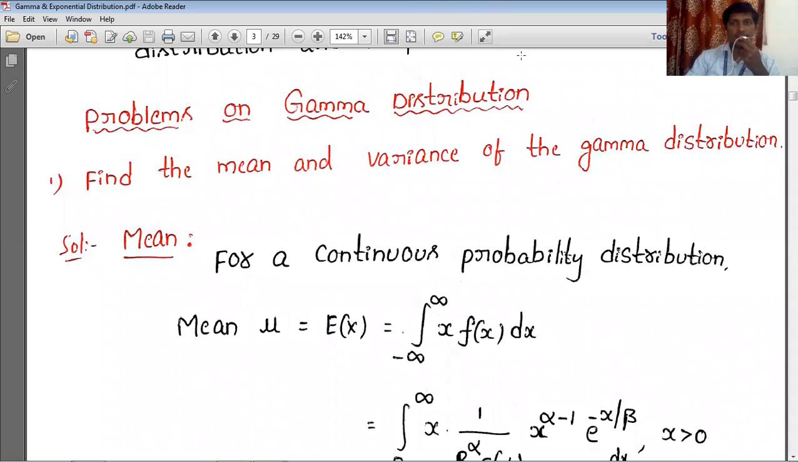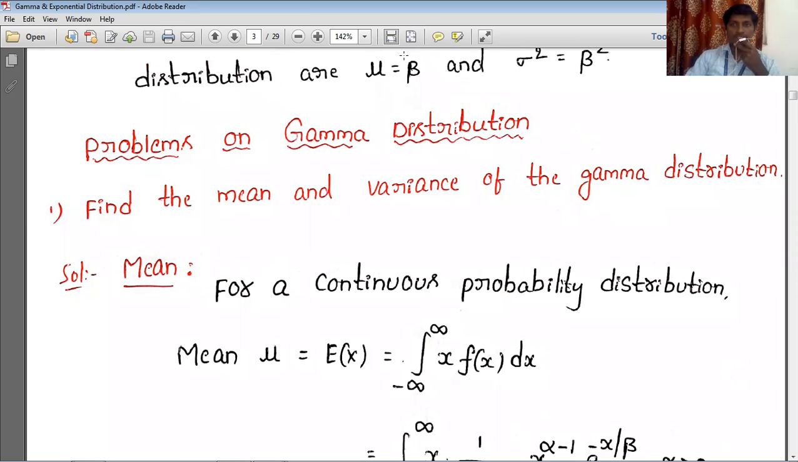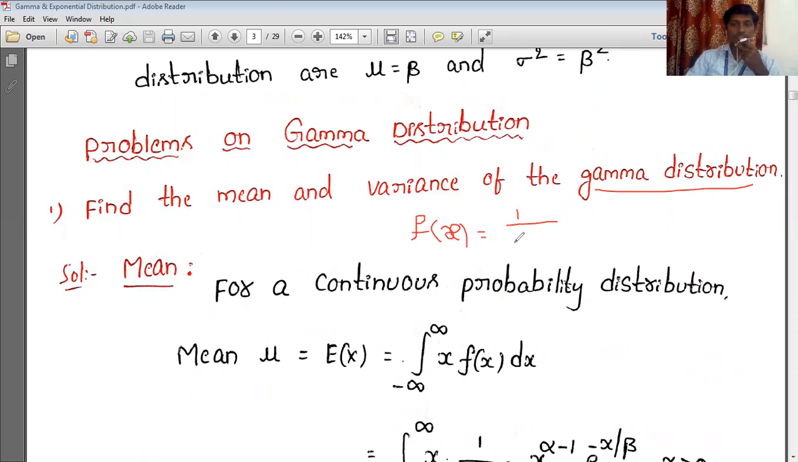So for calculating the mean, we are using the integral from minus infinity to infinity of x times f(x) dx. Here, which distribution are we using? We are using the gamma distribution. It means we have to take the probability density function f(x) equal to 1 by beta power alpha gamma alpha, x power alpha minus 1, e power minus x by beta.